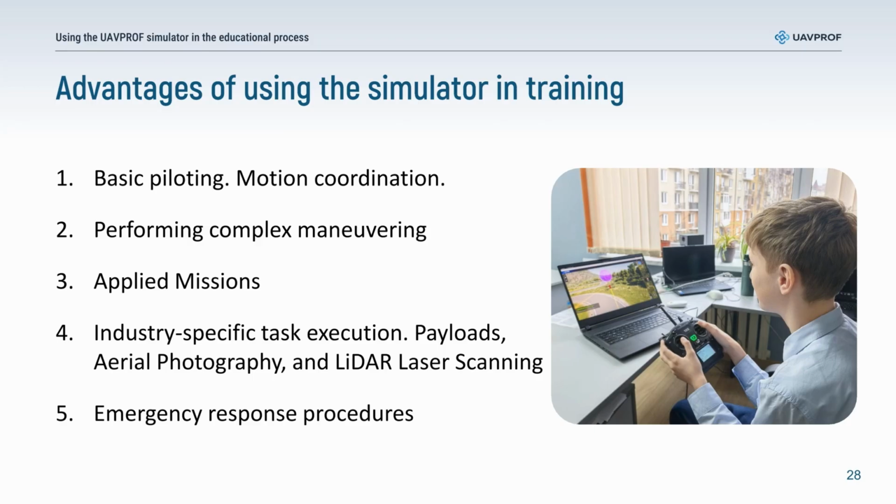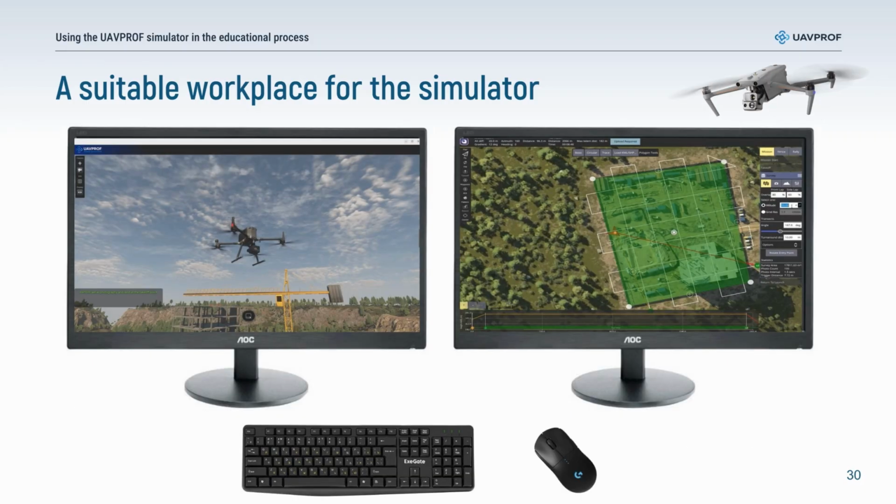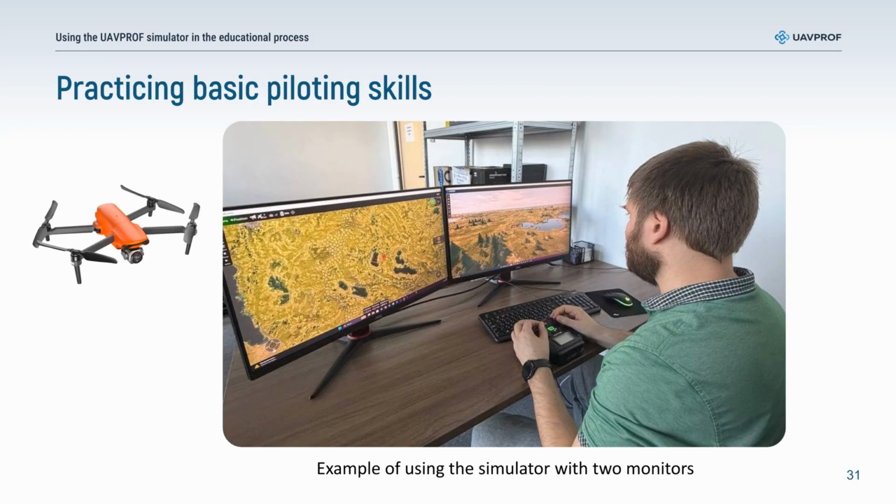The main missions and the development of basic piloting skills. Orientation and hovering, trajectory piloting. To work with the simulator, you will need a computer, a desktop PC or a laptop with the appropriate technical specifications. It is most convenient to use two monitors. One will display a 3D flight simulation, the other will display the ground control UAV control program. For manual piloting, you will need control equipment.